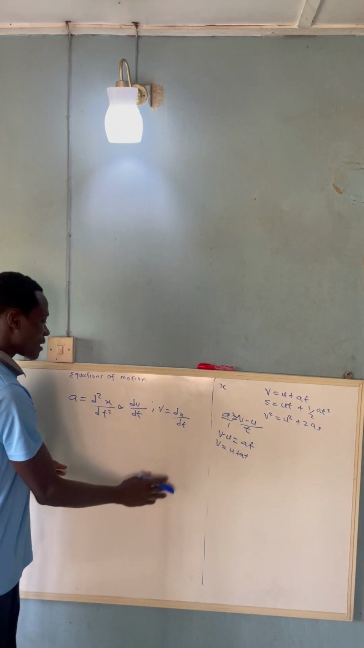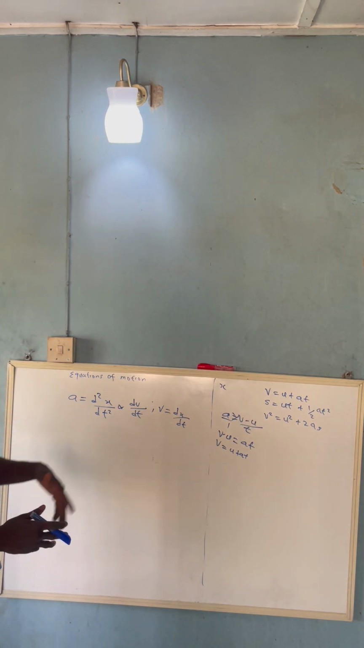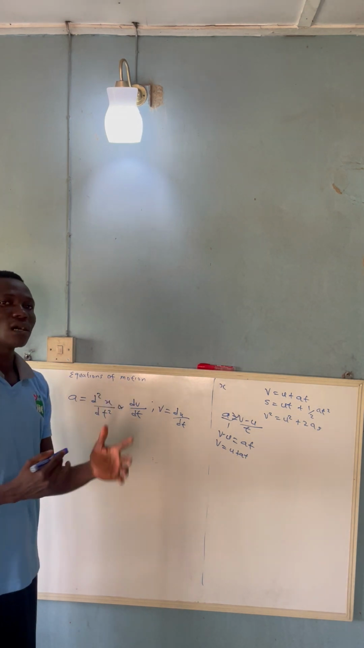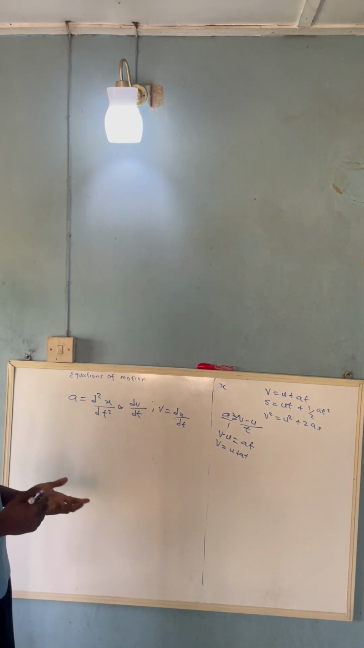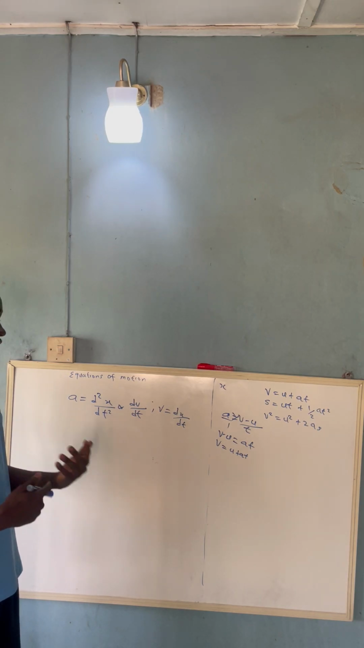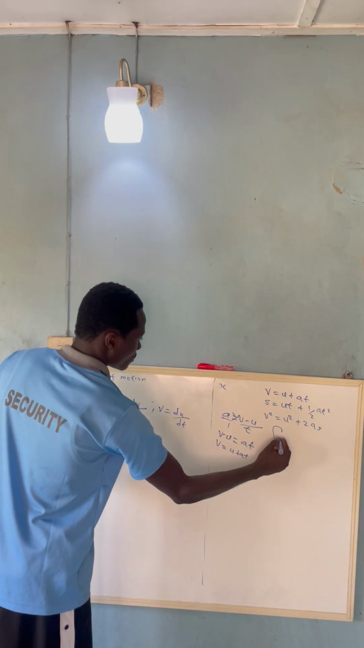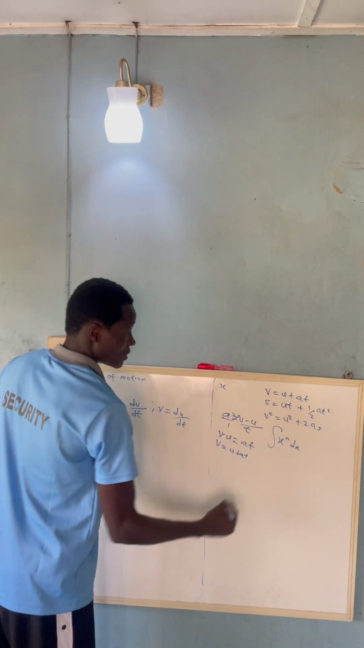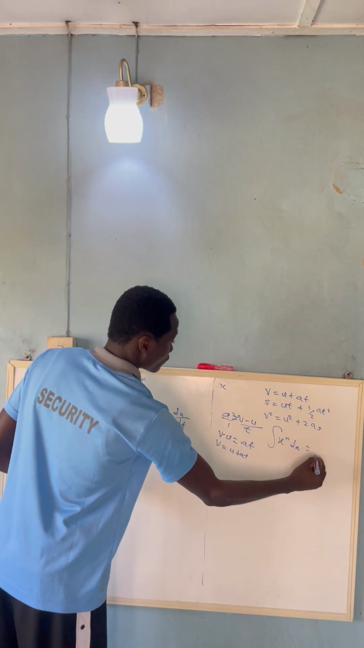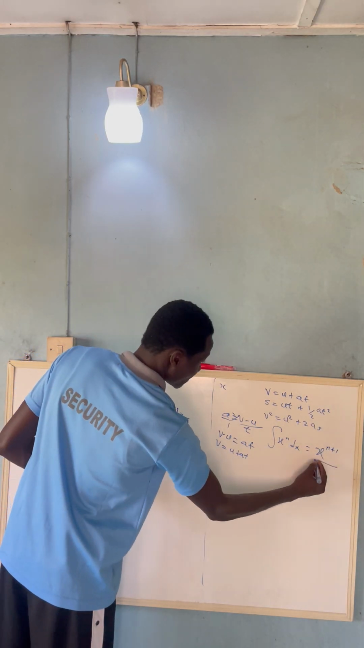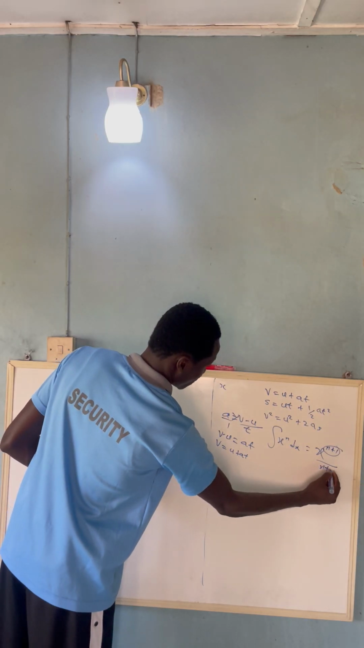Now let's see how we can put all of this together to get these three equations of motion. Before I proceed, I want you to have some basic idea of integration, because we are going to be using integration while resolving all this. The integral of x to the power of n with respect to x is simply equal to x to the power of n + 1, that is, adding 1 to the power, all divided by n + 1.